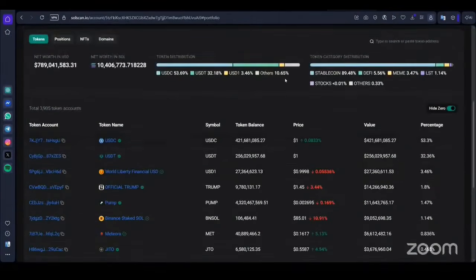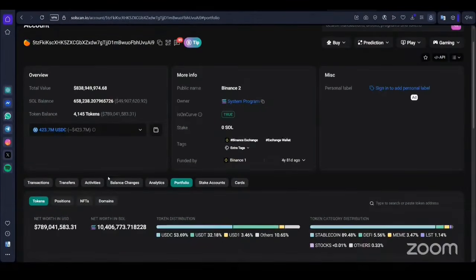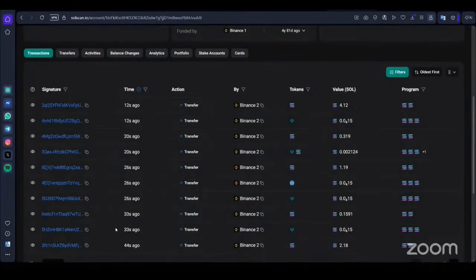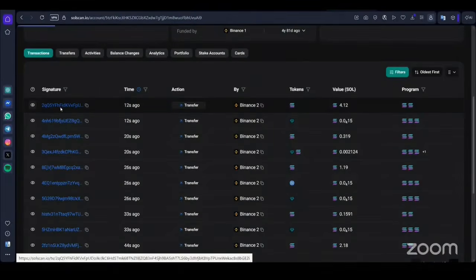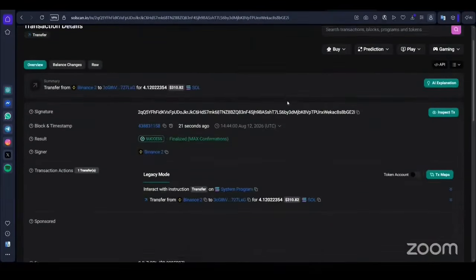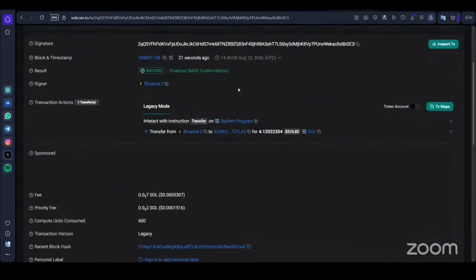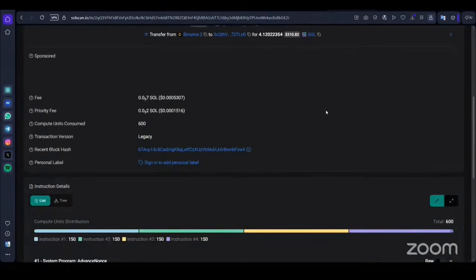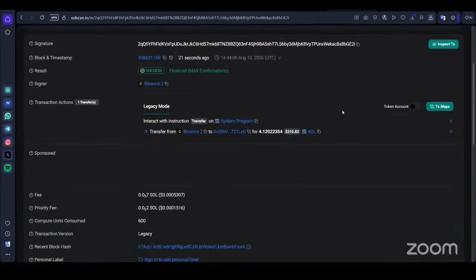You can check all the information for any wallet, what transactions were made between these wallets. Because this is Binance, we are looking at an incredibly high volume of transactions occurring constantly on the network. If you look closely, a specific transfer just took place only 12 seconds ago. By examining the details of this particular transaction, we can clearly see exactly how much the network fee cost, as well as the precise amount and type of assets that were sent in this transfer.